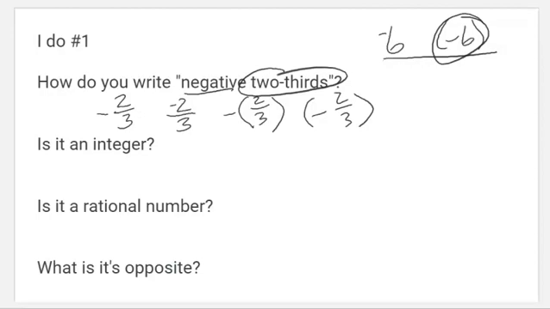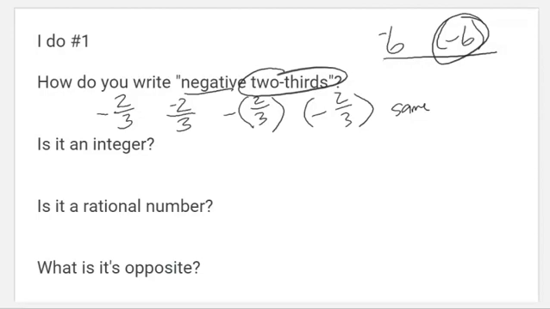So one thing I want you to do is just kind of pause here and notice these are all the same. All of these mean negative 2/3 or the opposite of positive 2/3, however you want to think about that, even though they all look really different. There are 4 different ways of writing the same thing, which can be pretty confusing.